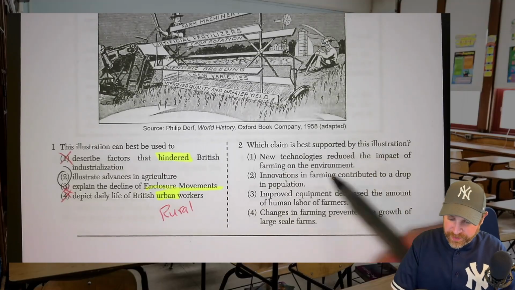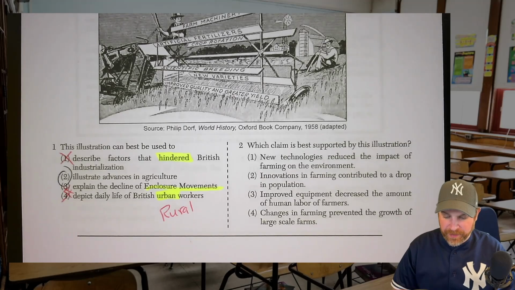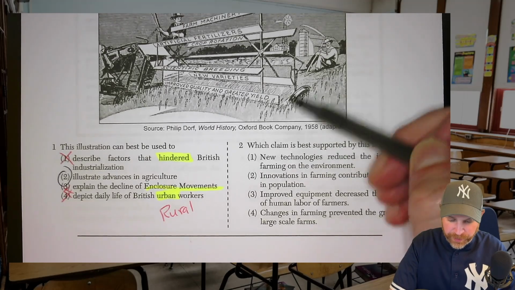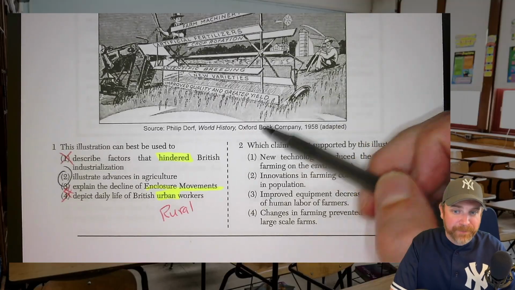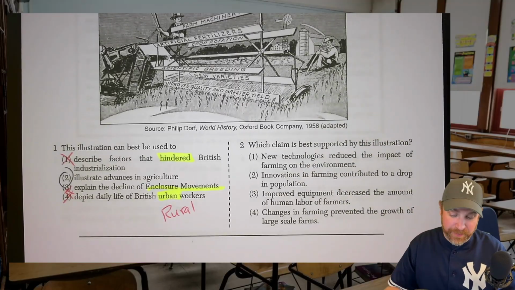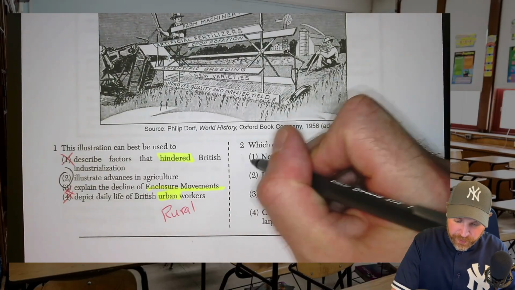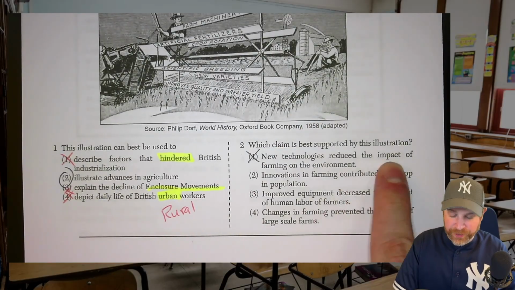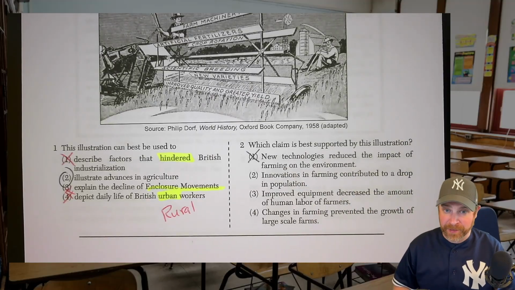Choice number 1 says, new technologies reduced the impact of farming on the environment. Well, I don't really think you can make that case here because we see the machines literally plowing through fields, right? Cutting down crops, chopping wheat. That seems to me like we're altering the environment. So new technologies are not going to reduce the impact of farming on the environment. It's probably going to increase it, right?